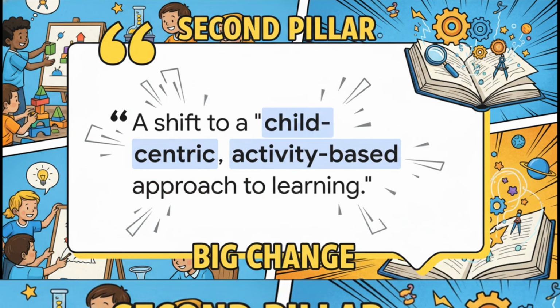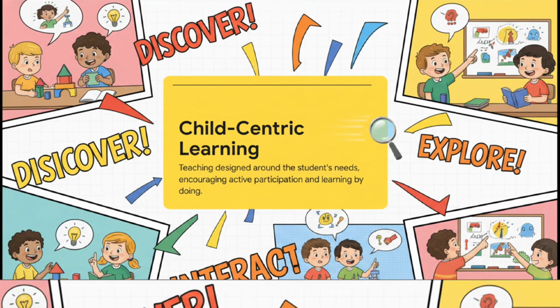And then there's this, the second big idea. The book is making a huge shift. It's moving away from the old style of just memorizing things. Instead, it's all about a child-centric, activity-based approach to learning. Now, child-centric, that sounds like a very big, complicated term, no? But it's actually very, very simple. It just means that you, the student, are the most important person in the classroom. The whole book is designed around you, to get you involved, to make you do things, not just sit there and listen. It's all about learning by doing.